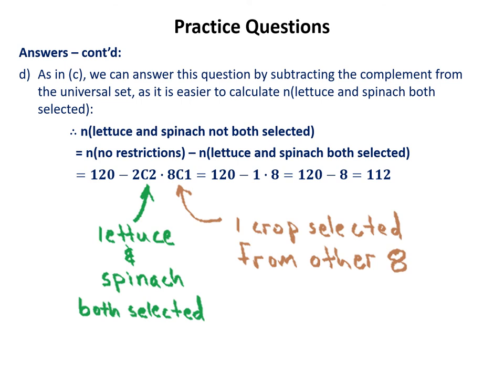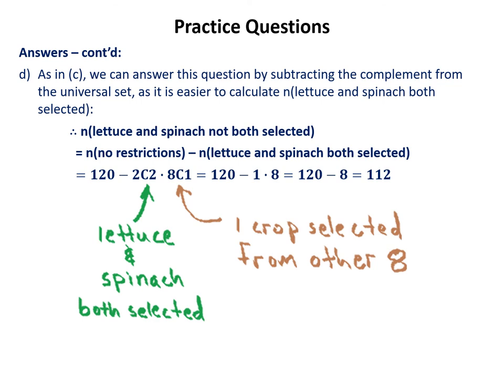we divide the total of 10 crops not into grains and vegetables like we did before, but all we're interested in here is that we have the lettuce and spinach forming a group of 2 and everything else forming a group of 8, the other 8 crops. So since lettuce and spinach must both be selected, that would be 2 choose 2. And then from the other 8, we need 1 more crop. So that's 8 choose 1.